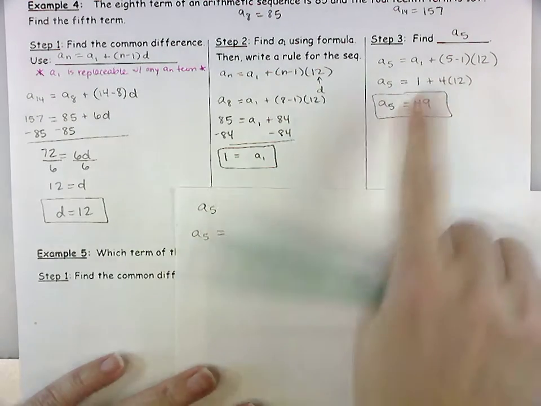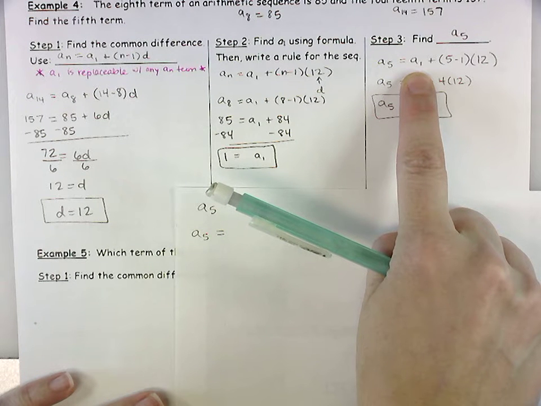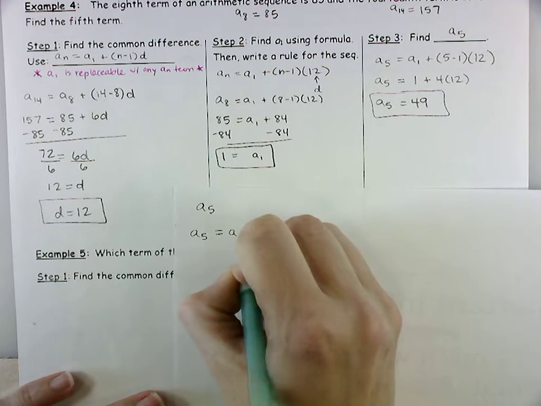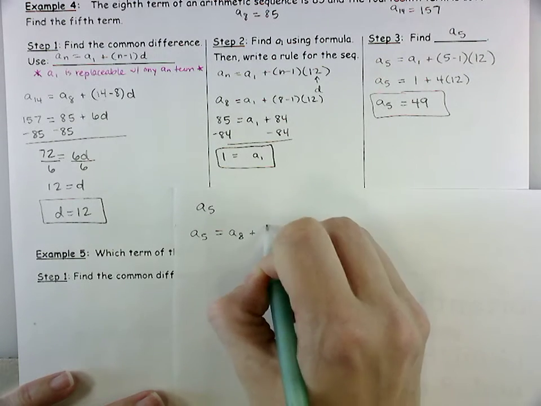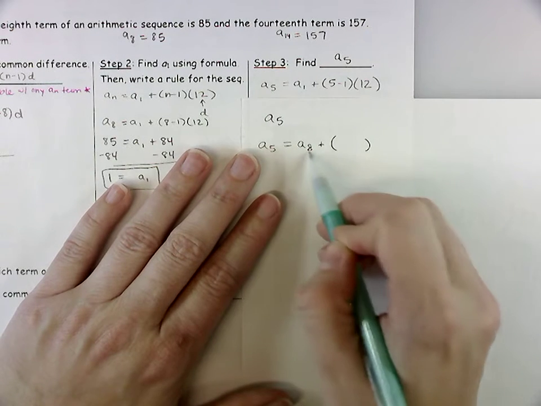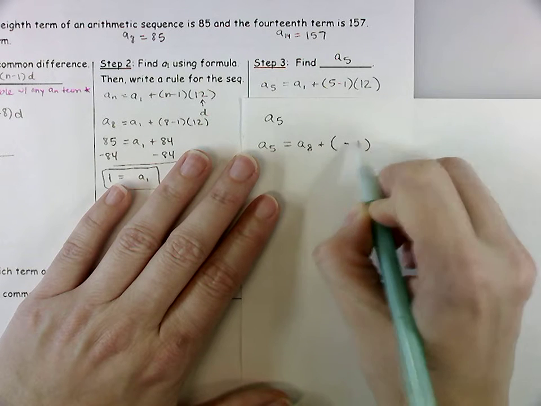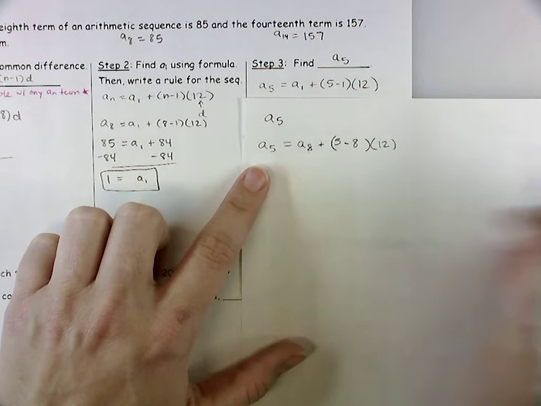So a sub 5, remember how I told you this is replaceable? So do I have to use a sub 1 here? No, so then, Brigham, what would be another thing I could use instead of a sub 1? Yeah, so if I wanted to use a sub 8, then this would just be a sub 8 plus, and then, Megan, help me with this next part. Okay, so if I'm using a sub 8 here, do you know what this part will be, Megan? N minus 8. Okay, and then what is our n in this case? 5. Okay, times your d, which is going to be 12.